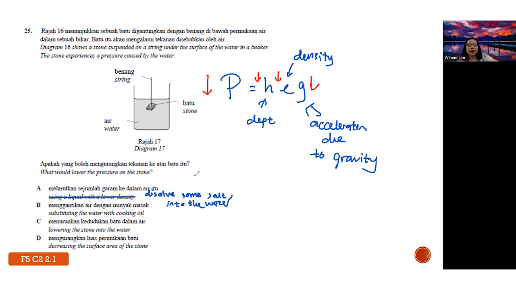So let's see A. If you dissolve some salt into the water, what happens to the density of the liquid? It increases, right? So A is wrong. Next, substitute water with cooking oil. Cooking oil has lower density, correct? Then lower the stone into the water. If you lower the stone into the water, what happens to the depth? Depth, h, will increase, right? So again, wrong. Your value of h increases, and we want it to decrease. And decrease the surface area of the stone: based on the formula, they didn't relate it with area, so nothing to do with D. So that's why the answer is B.